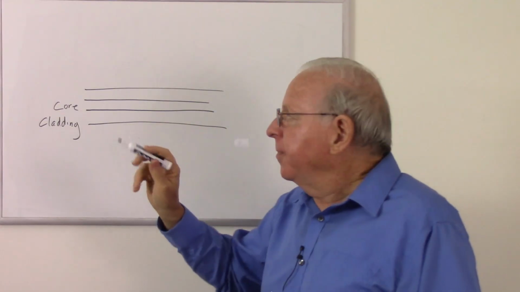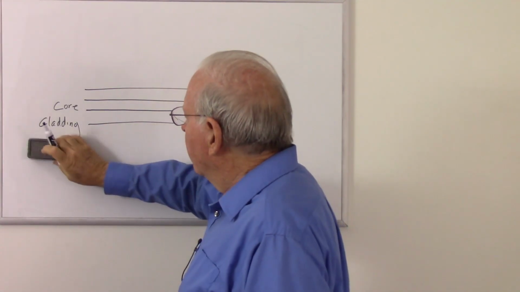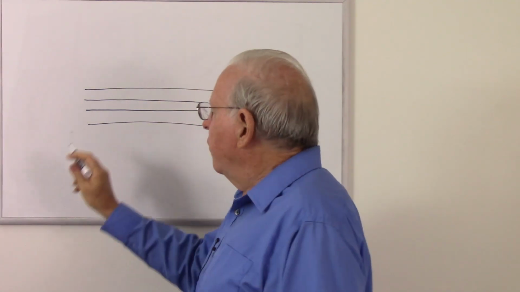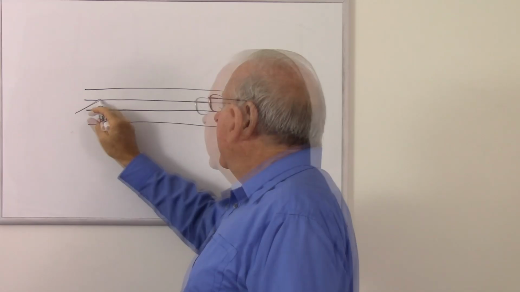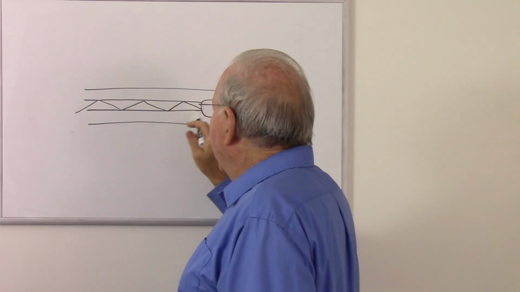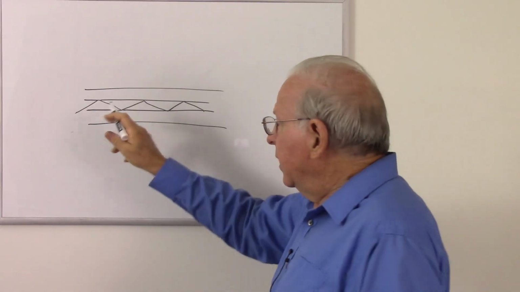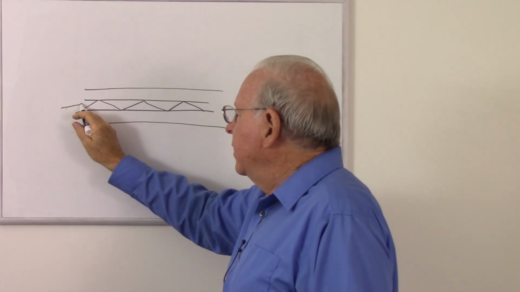But there's a problem. The problem is that some of this light, let's get rid of our words here. Let's say we have one beam of light coming in at this angle, and it's within the critical angle, so we get our total internal reflection, and there's our path of light going down the core of the fiber optic. But now let's say we have another one coming in at this angle.